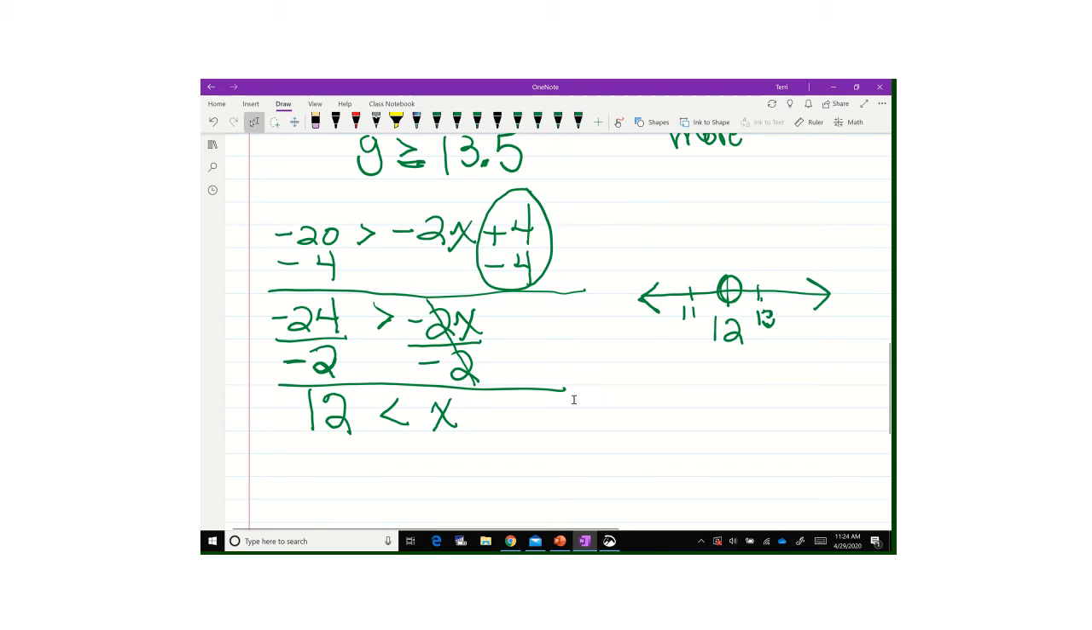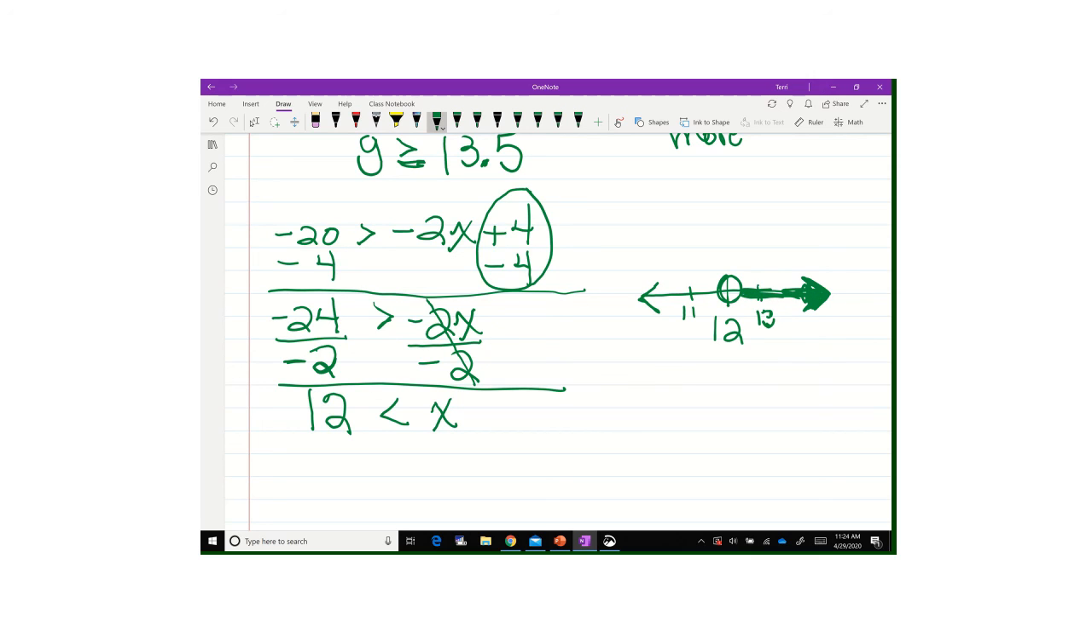Then I'm going to take and put my 11 in here. Is 12 less than 11? No, it's not. So I'm not going to do anything to that side of the line. Then I'm going to substitute my 13 in here. Is 12 less than 13? Yes, it is. So I'm going to shade this side of the line so that I see that all of those answers are choices.